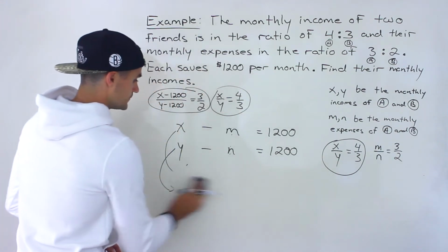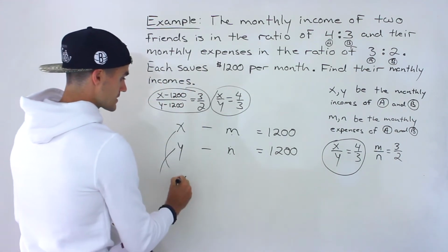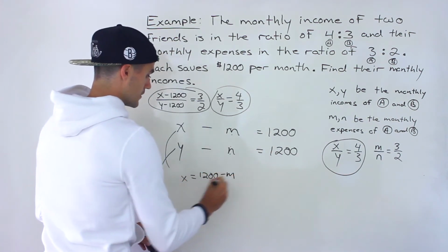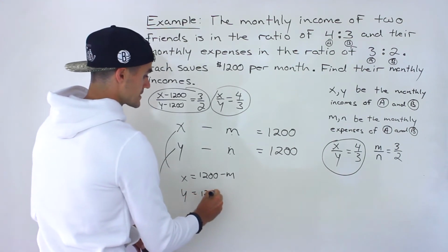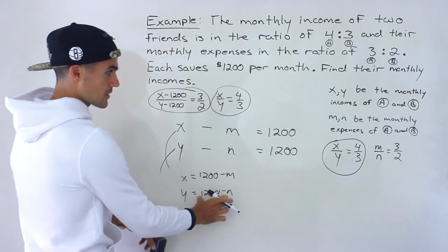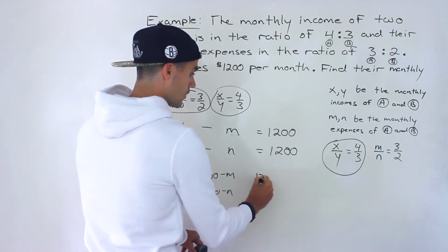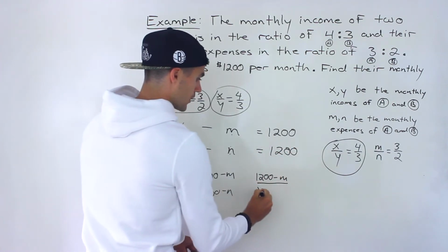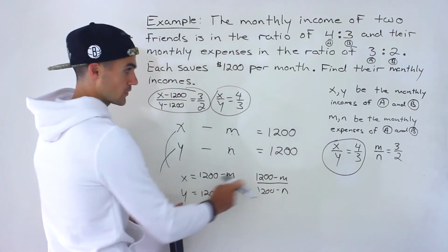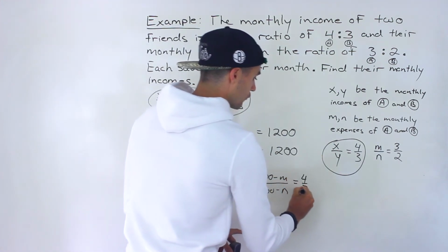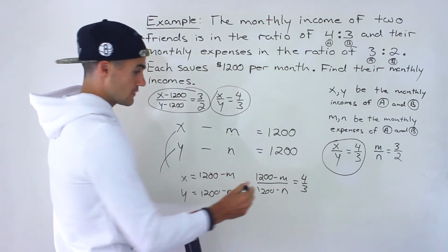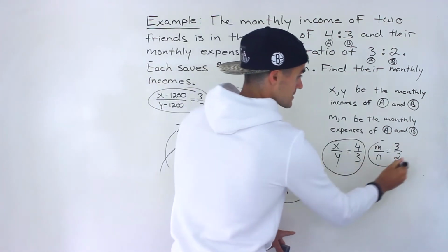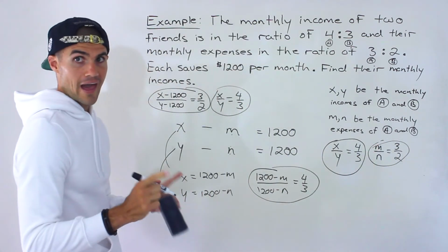So what you would do, in that case, the X you'd leave on the left side, bring the negative M over, so you'd have 1200 minus M, and then you'd have Y equals 1200 minus N, and then you'd plug in these expressions into this ratio, so you'd end up with 1200 minus M, which is what the X is, over 1200 minus N, which is what the Y is, and you'd let that equal 4 over 3. So now notice you have an equation in terms of M and N. There's no X and Y, and then you could use this and this to solve for the M and N.